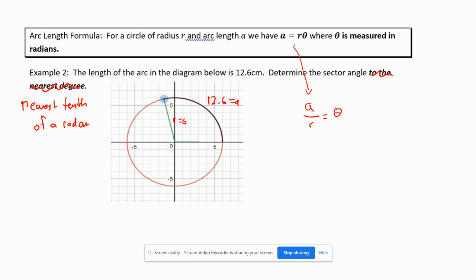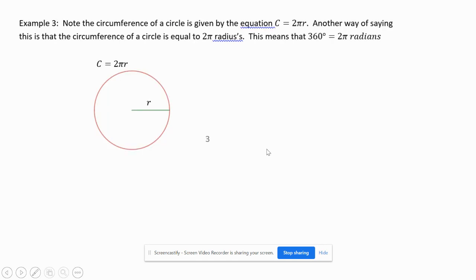So we have a equals r theta, or a over r equals theta. Our arc length is 12.6. Our radius is 6. 12.6 divided by 6 is 2.1. So that means this angle over here is 2.1 radians. Okay, that's how that works.